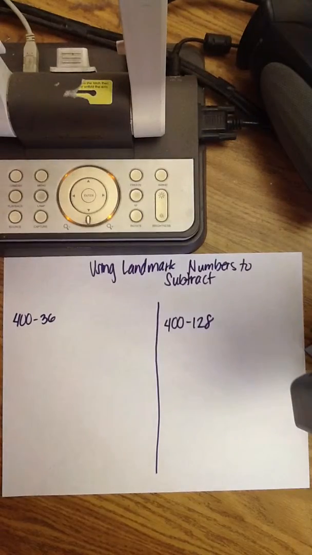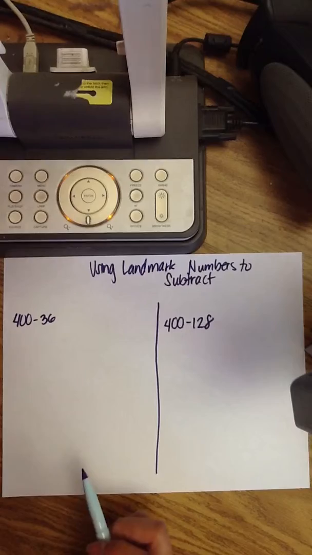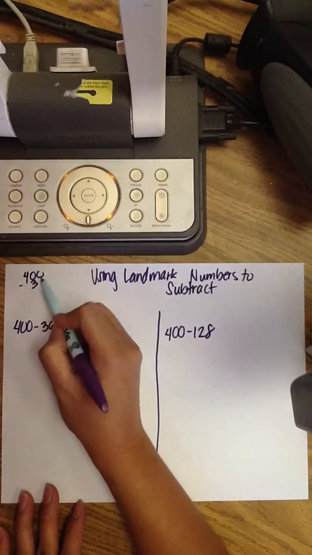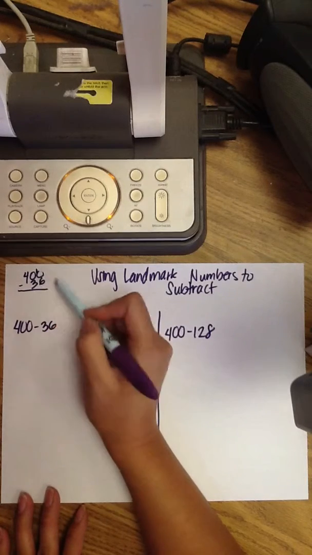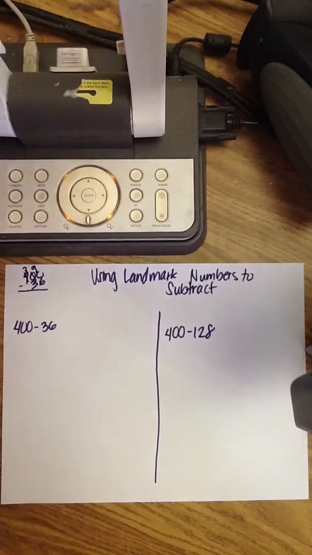To show you how to use landmark numbers to subtract. 400 minus 36 is one example. Before, what students used to do is just subtract using regrouping. 0 minus 6 you can't do, so you make it into a 10, this into a 9, this to a 3. But there's just so much confusion because they don't understand why they're doing it, and it's just based on memory and routine. So we're going to move away from that, and they've learned two different ways.